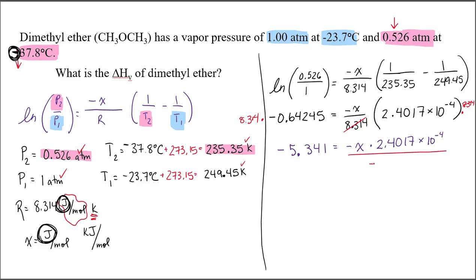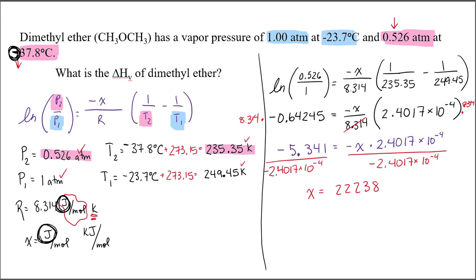Divide both sides by negative 2.4017 times 10 to the negative fourth. Negative 5.341 divided by negative 2.4017 times 10 to the negative fourth. You get that x is equal to 22238. Again, we've got to finish this. Don't think that this is the end, my friends. You have to do more.